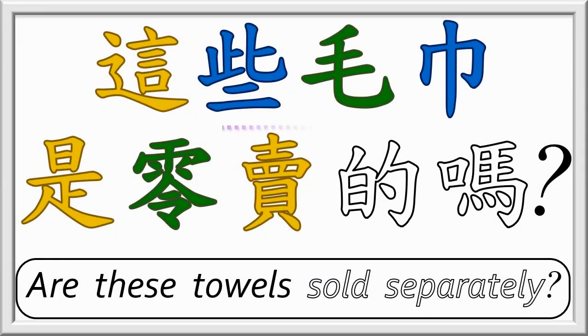To sell items wholesale means to sell them in large quantities so that shopkeepers can resell them to the public item by item, or retail. In Chinese, to sell an item retail is expressed as 零卖, literally, to sell them scattered, that is, separately from a whole set. 这些毛巾是零卖的吗? Are these towels sold separately?